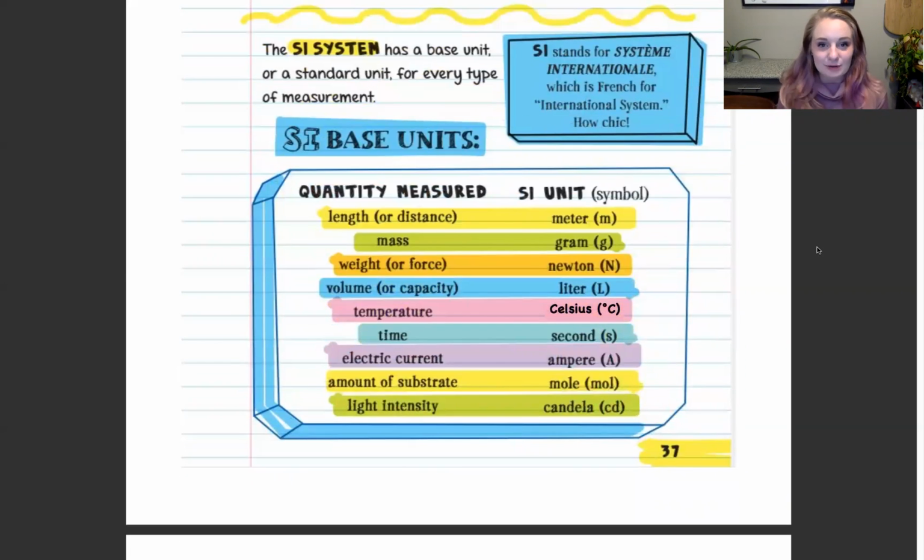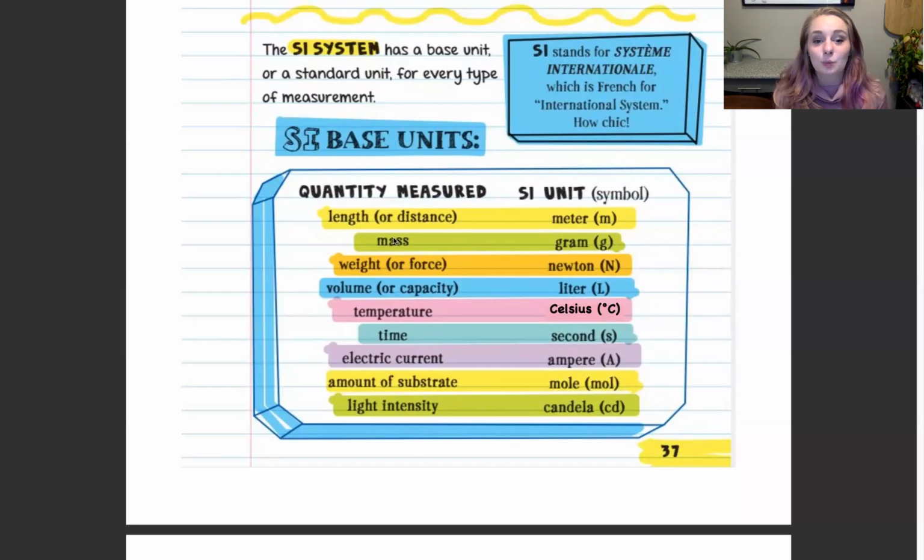The SI base unit for length is a meter. A meter is about the width of your door in your house. Usually like your front door. I measured my bedroom door and that was only 75 centimeters, but my front door was exactly a meter. In order to measure mass, we use grams. An example of a gram is a large paper clip. Mine is pink. It does not matter what color it is. It's probably about a gram.